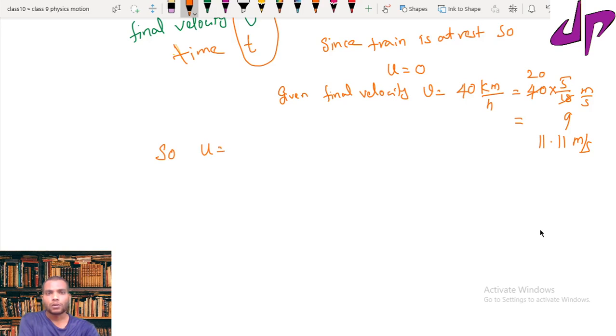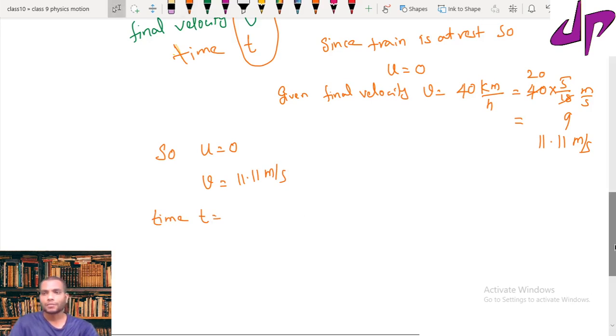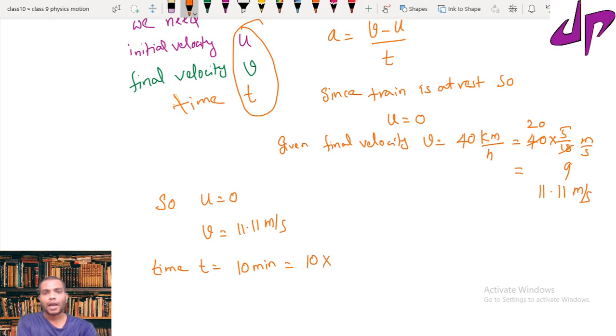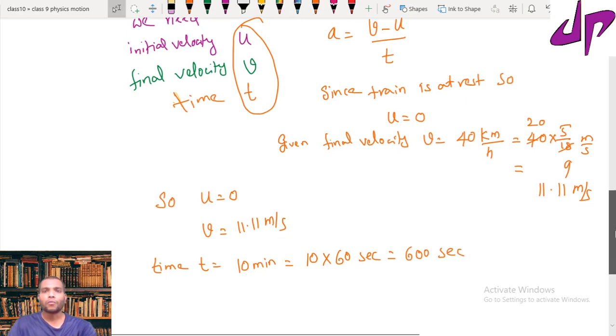So u equal to 0 and v equal to 11.11 meter per second, and time t equal to 10 minutes. We will convert this into seconds: 10 times 60 seconds, which equals 600 seconds. Now substitute these three values in the formula.